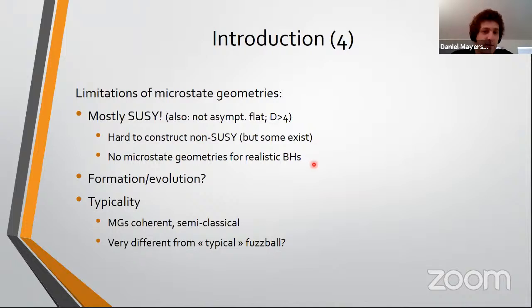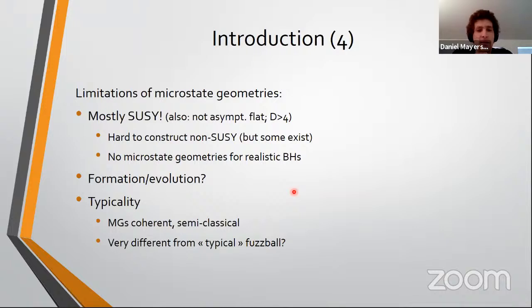But I think it's fair to say that there are no microstate geometries available for realistic black holes, right? So if you ask me, well, okay, I'm interested in this Kerr black hole that's sitting in the center of the galaxy, and I want to know what kind of microstate geometry corresponds to this Kerr black hole, then I don't have an answer for you, right? There are no microstate geometries for those.